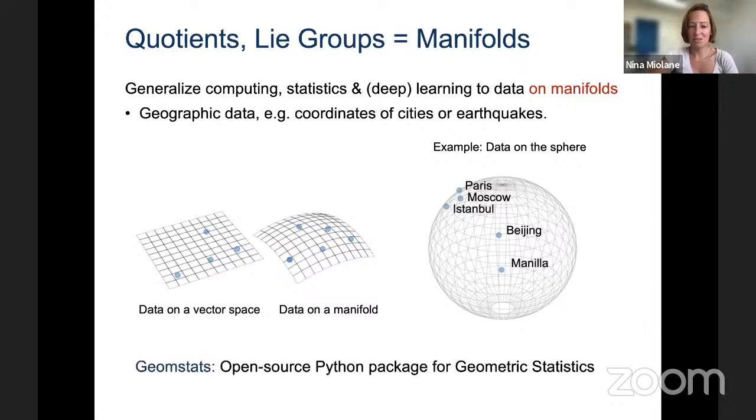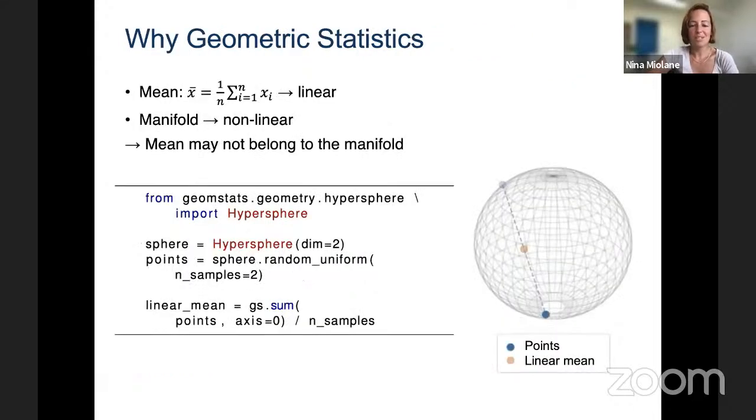So in order to generalize computing, statistics, and deep learning to data on manifolds, I'm co-developing an open source Python package that's called GeomStats, which stands for Geometric Statistics. So why do we need to generalize computing, statistics, and learning on manifolds? Let me give a simple example, the example of the mean. Which is arguably the first step of any statistical analysis, computing the mean of the data, because this is the point that summarizes the data set.